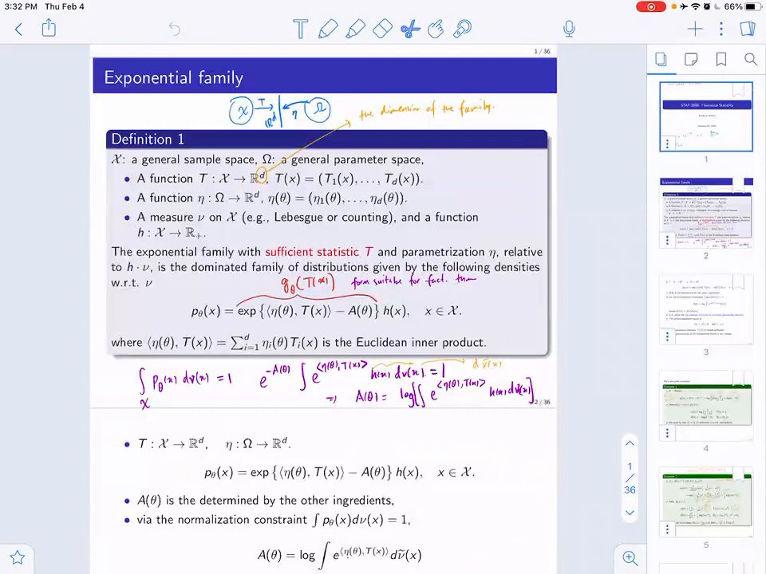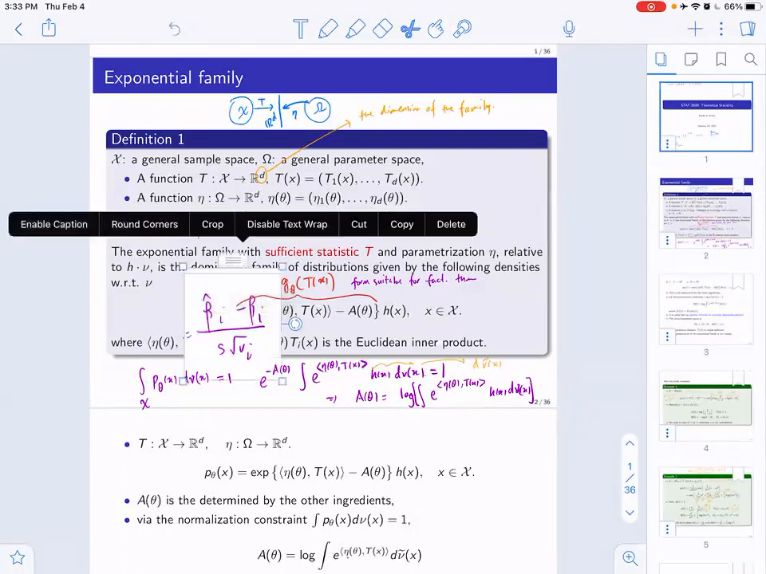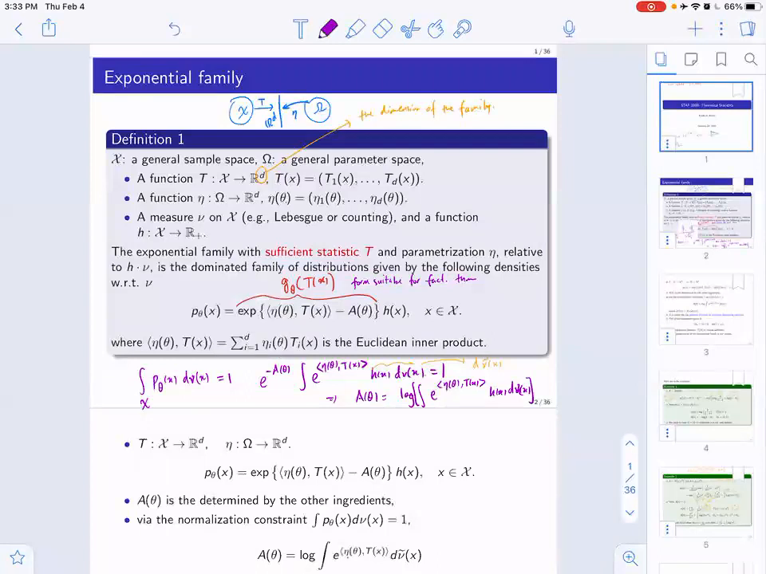So we started talking about exponential families, and to briefly remind you, an exponential family is a parametric family of distributions such that the density has this exponential form. There are these parameterization function and the sufficient statistic function that map your parameter space and your observations or sample space into R^d, and then you form this inner product.